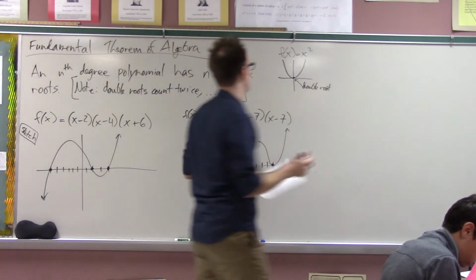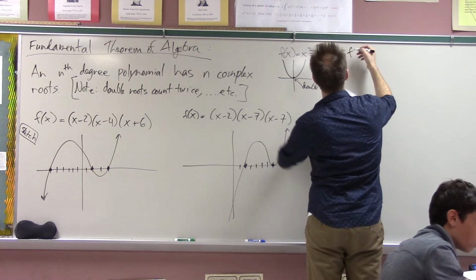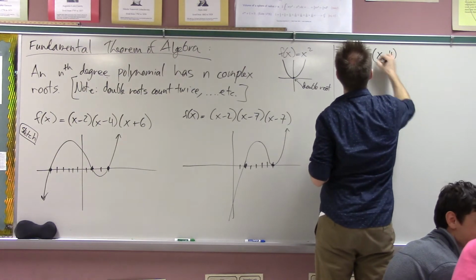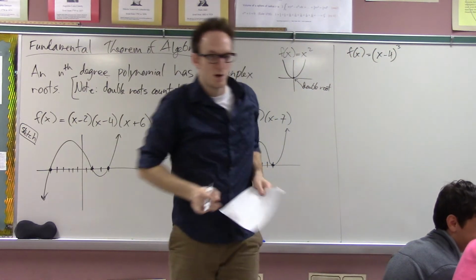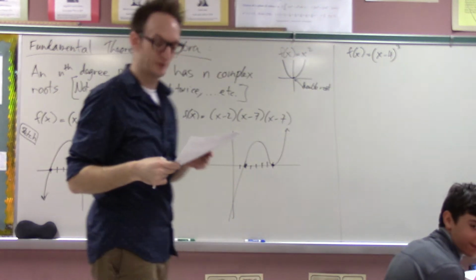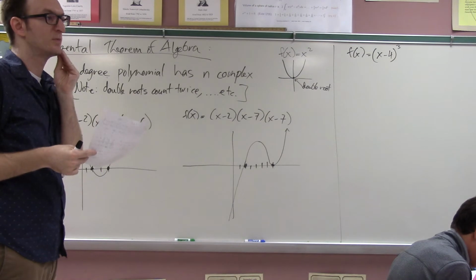And then another one is this function now, f of x equals (x minus 4) cubed. What's up with this? Okay. Make a graph of this function. Please go. That's a lot of roots.